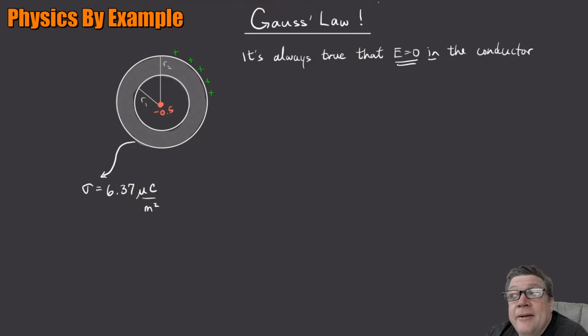First of all, you know something interesting has to happen, because if E equals 0 in the conductor, then look at what that means. Suppose I do this. I'm going to run out of colors. Let's make a little Gaussian surface out here in between R1 and R2. So let's look at the electric field at some point out there between them.